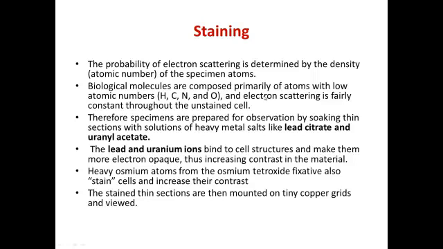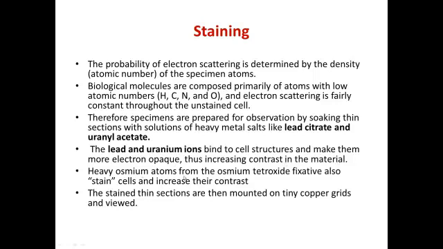Therefore the specimens are prepared in such a way that they can be observed with better contrast, and for this purpose the thin sections are soaked in solutions of heavy metal salts like lead citrate and uranyl acetate. The lead and uranium salts bind to the structure of the cells and make them more electron opaque. So now when the electron beam strikes them, it will not pass through them, rather it will be scattered back, thus increasing the contrast in the material.